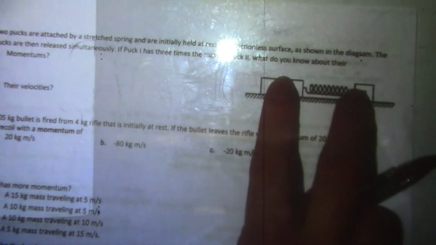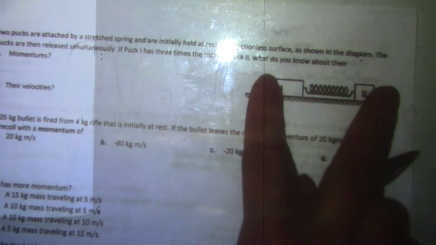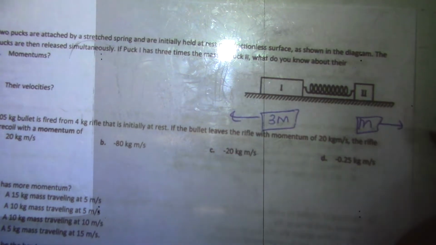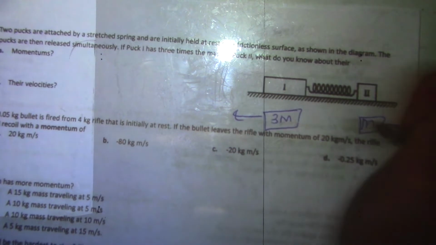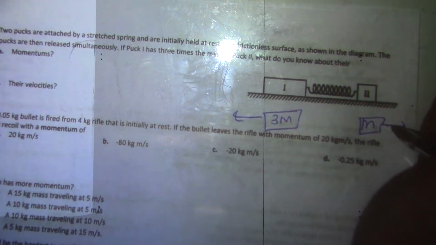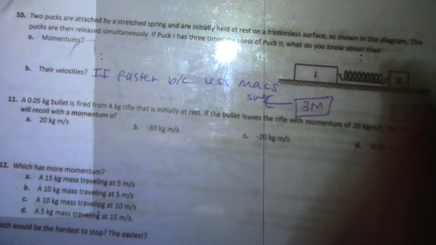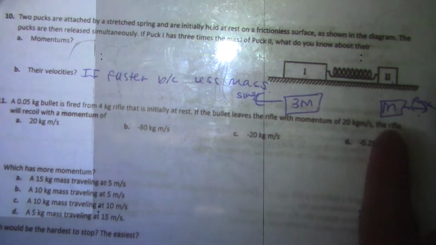Alright, two pucks have a string between them, they're initially held at rest. When the pucks are then released at the same time, puck 1 has 3 times the mass of puck 2. What do we know about their momentums? I know they're going to go apart like this. They're not going to go at the same velocity. Puck 2 is going to be faster because it has less mass, and that means puck 1 would then go slower. Specifically, this is going to be 3 times faster than this one because it has 1/3 the mass.